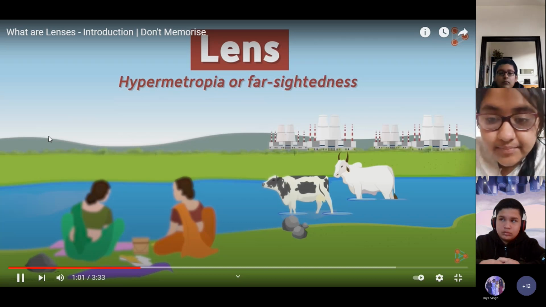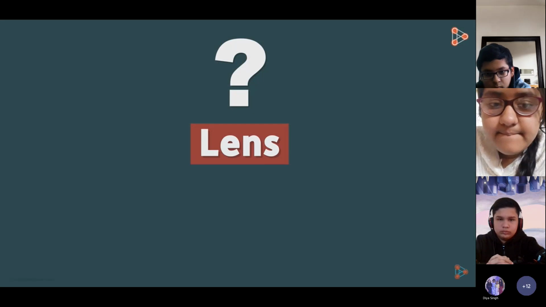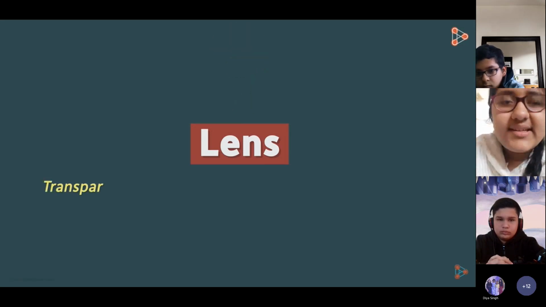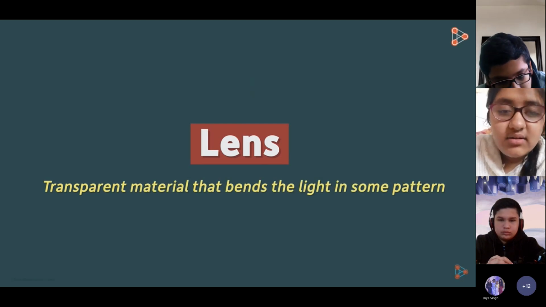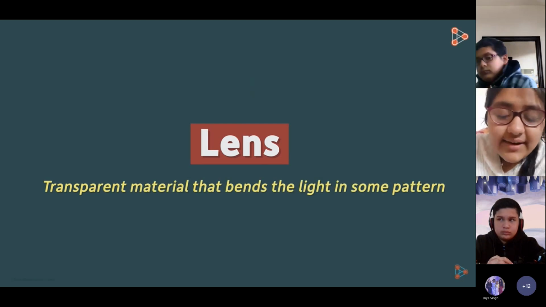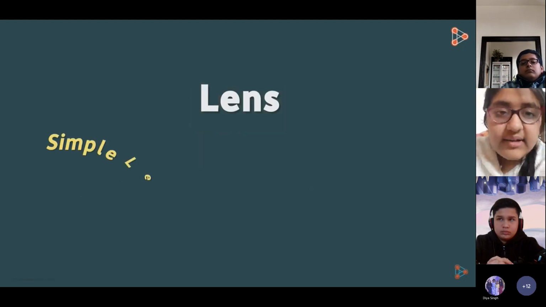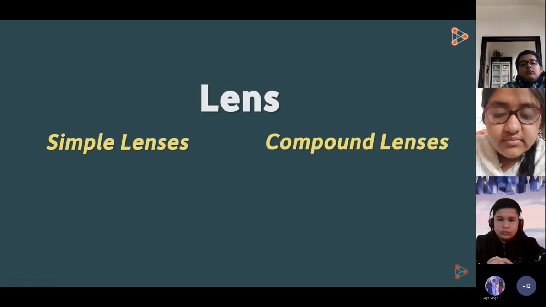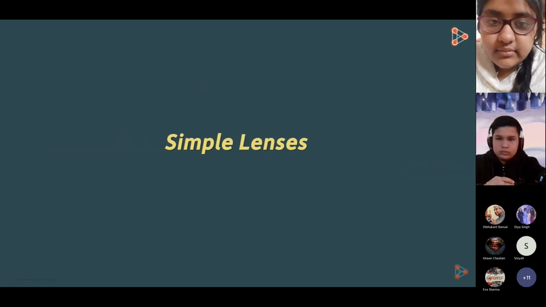Lenses are also used in telescopes and cameras. So what is a lens? In simple language, we can say that a lens is a transparent material that bends the light in some pattern. The pattern in which the lens bends the light depends on what type of lens it is. Basically, there are two types of lenses: simple lenses and compound lenses. Compound lenses are made up of one or more simple lenses. For the moment, we're only interested in simple lenses.